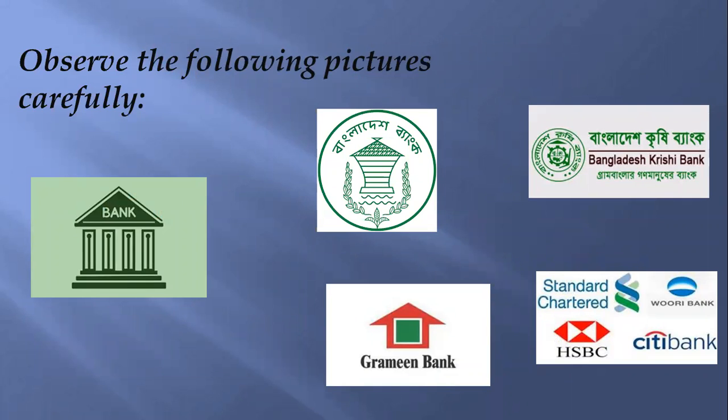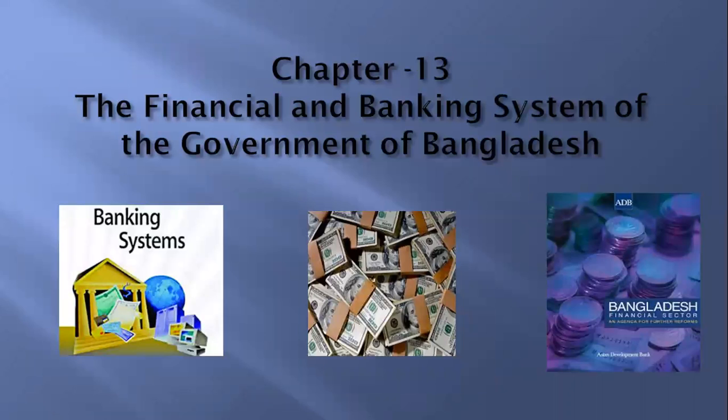Look at the following pictures carefully. What can you see here? There are some pictures of banks. Look at here, it's Bangladesh Bank. Here below is Grameen Bank, and here is Bangladesh Krishi Bank. And finally, look at here, there are some names of banks: Standard Chartered, HSBC, and Citibank. So what do you understand by seeing these pictures? Yes, of course. Today I am going to discuss the financial and banking system of the government of Bangladesh. This is chapter 30, class 9, BGS.